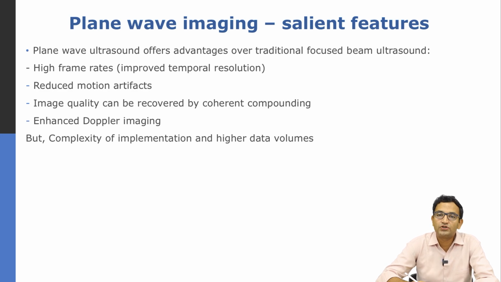image the propagation of shear waves in the body, and there the waves are travelling at speeds ranging from 1 meter per second to 10 meters per second, and to be able to capture them you need to have a high frame rate. So, plane wave imaging is the only possible strategy there.